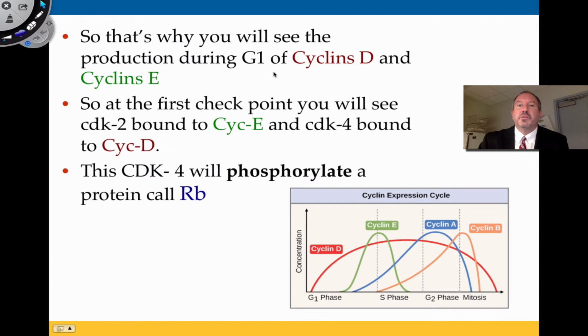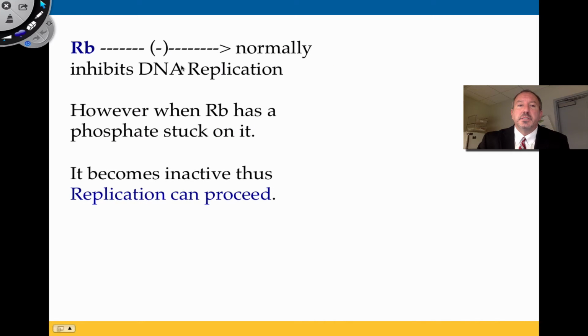And so you'll see that these cyclin Ds and Es are getting produced early in G1, and then they bind to kinases. And cyclin-dependent kinase 4 in particular will phosphorylate a protein called RB, which is going to be important in a moment. I'll discuss that. And so what RB does is that normally RB, this protein, inhibits DNA replication. That's what it does normally. However, when RB has a phosphate stuck on it, it becomes inactive, and thus replication can proceed.